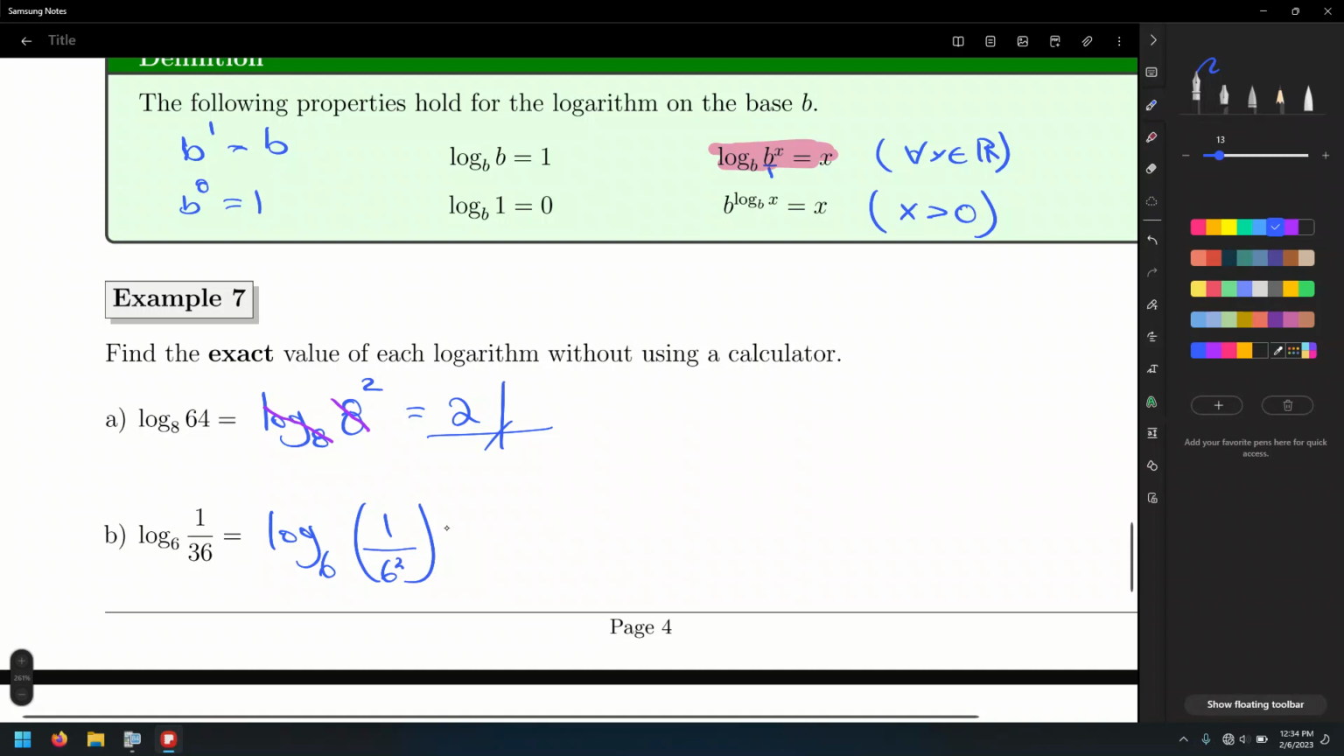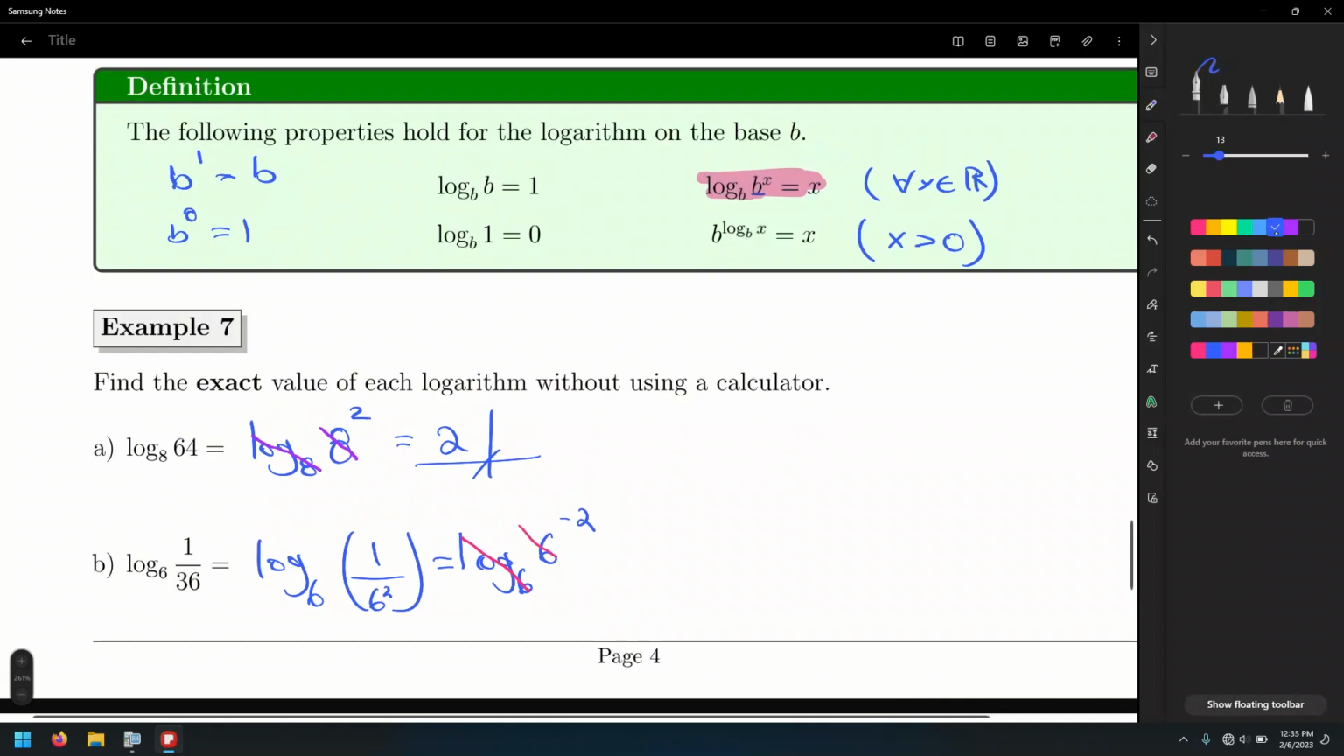But we can use laws of exponents to fix this, and write this as log base 6 of 6 to the negative 2. And now it looks pretty much like this property right here, for which we can just cancel the log base 6 with the exponential of base 6, leaving us with the number negative 2. All right?